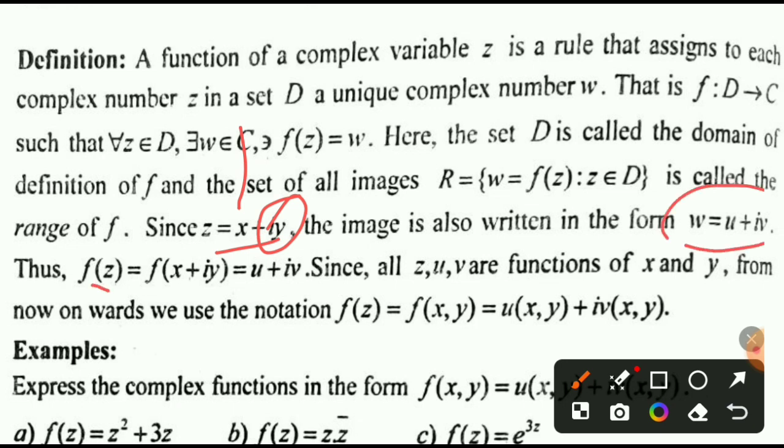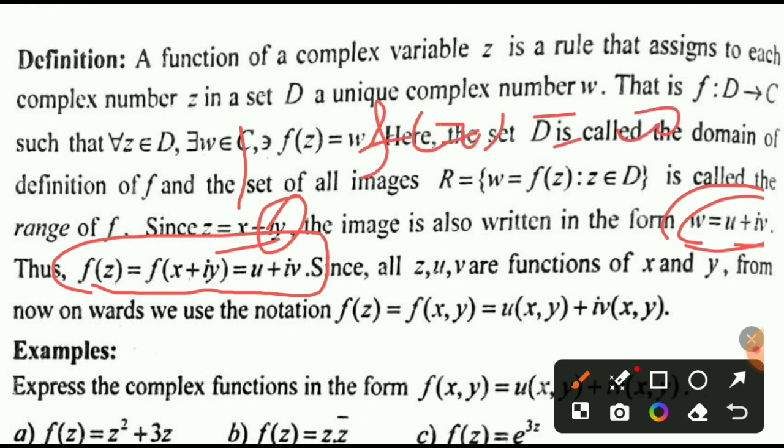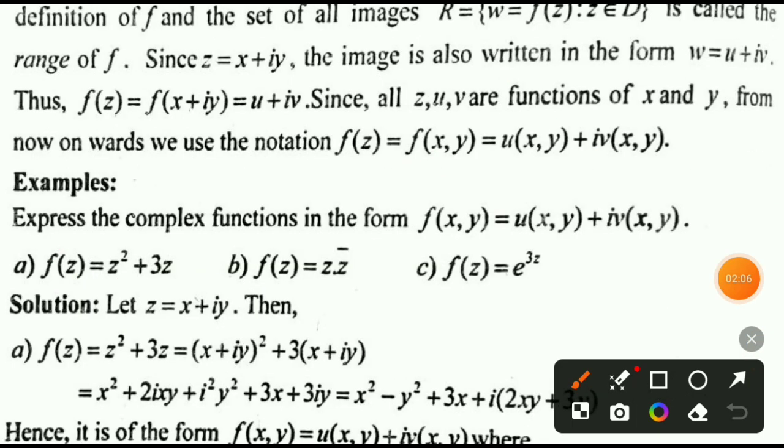Thus f of z can be expressed in this form. If f of z is equal to w and w is equal to u plus iv, then f of z means f of x plus iy. So generally we can express a complex function in terms of two variables. f of z is equal to f of x comma y, that means u of x comma y plus i v of x comma y. This is the real part and this is the imaginary part.